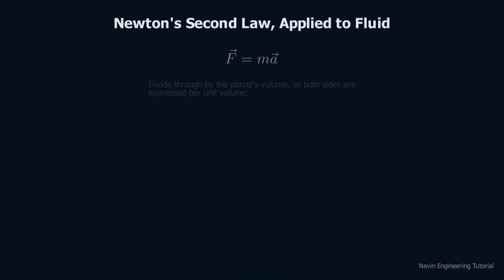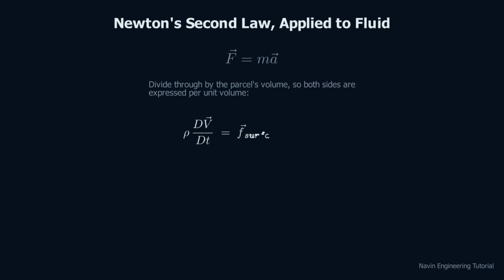We now have both ingredients ready. The forces on a fluid parcel from earlier, and its true acceleration, the material derivative. It is time to put them together with Newton's second law. For a rigid body, this law is simple. Force equals mass times acceleration. For a fluid parcel of density ρ, mass per unit volume is simply ρ, so we write the law per unit volume instead of per whole parcel. This makes it valid at every point of the continuum.